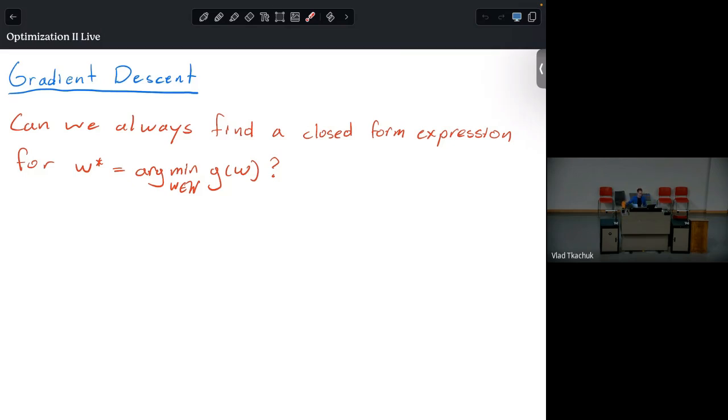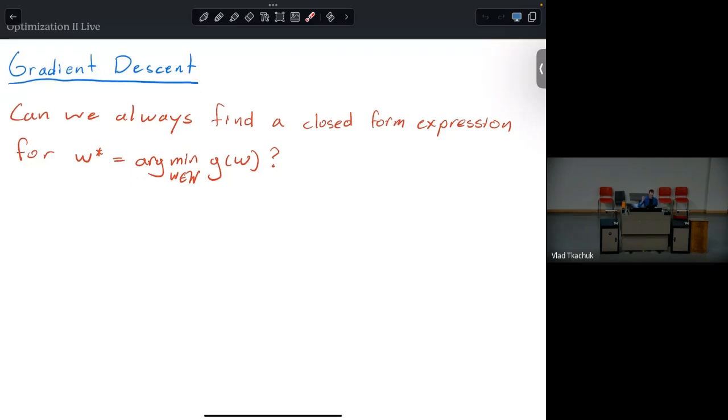And I put a couple of plots to make things faster here. So this is the question, right? As I mentioned, is it the case that we can always find a closed form expression for a thing like this? This is kind of what we had. We had G as L hat. And then we search for this, and we called this W hat.